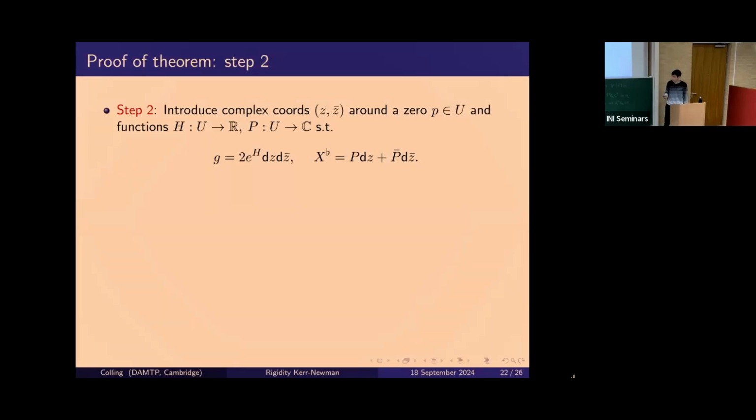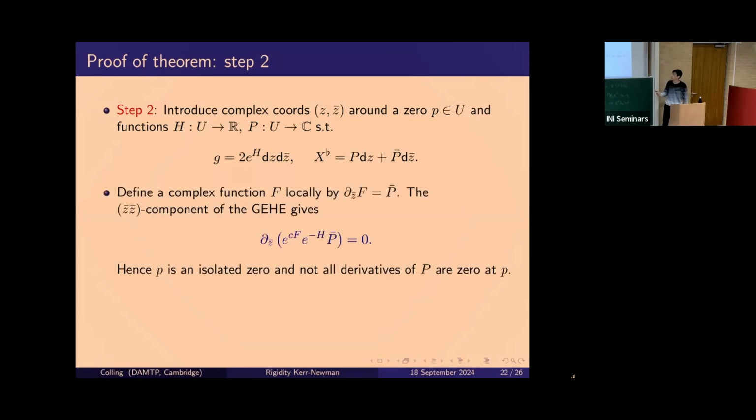And what we will now do is we'll look at the trace-free part of this equation, which in these coordinates is the z bar component. So we fix a function f such that d by dz bar of f is p bar. Locally, this can always be done. And then the z bar component of the equation will tell you that a certain function is holomorphic. Moreover, this function vanishes if and only if p bar vanishes, which vanishes if and only if x vanishes.